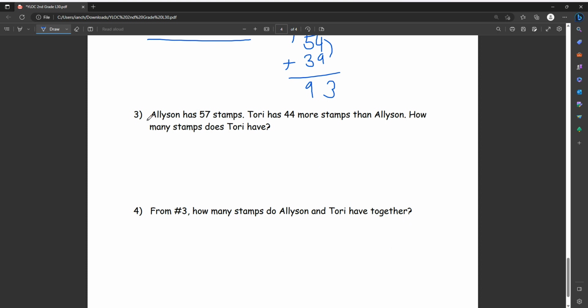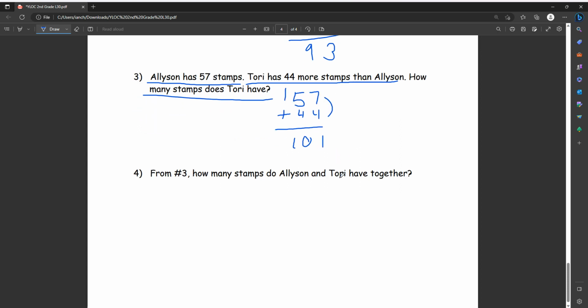And then for number 3, we have Allison has 57 stamps. Tori has 44 more stamps than Allison. How many stamps does Tori have? So if Allison has 57 and Tori has 44 more, we want to know how many Tori has. If she has 44 more, we add 44. So then 7 plus 4 equals 11. 5 plus 4 equals 9, plus this 1 equals 10, so it's 101. So Tori has 101 stamps.